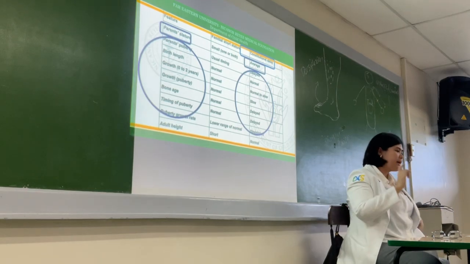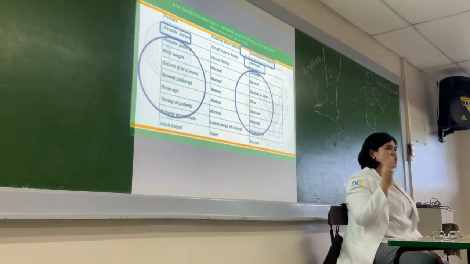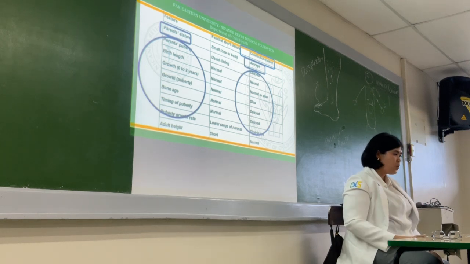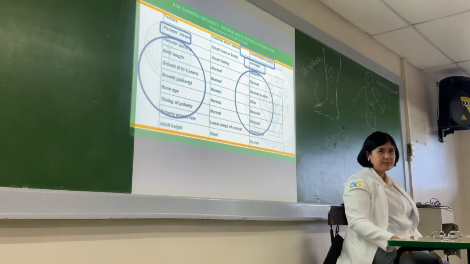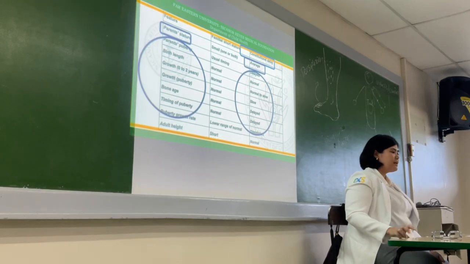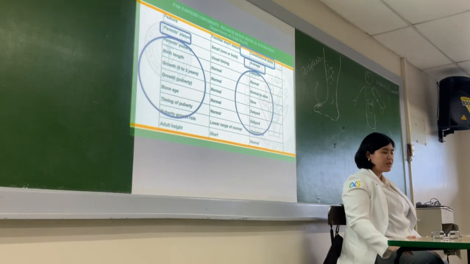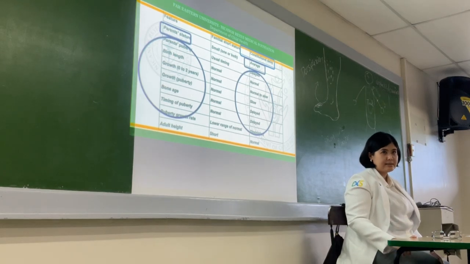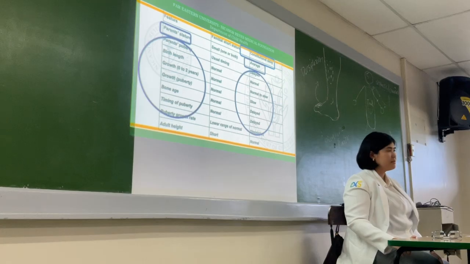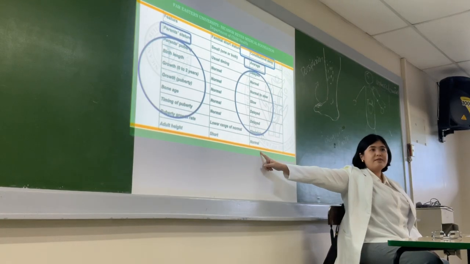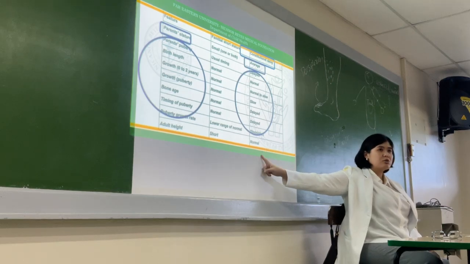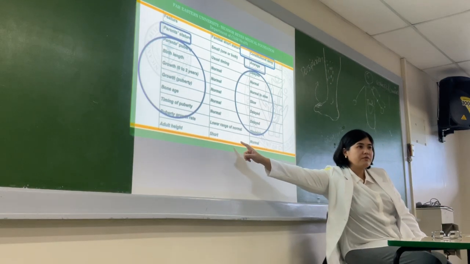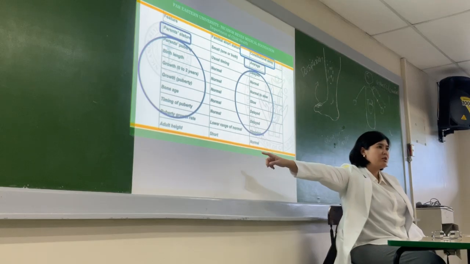So I need you to remember again: familial short stature is normal, while constitutional delay is slow or delayed. Birth length and growth in the first years are normal for both. The rest for constitutional delay is delayed. The adult height eventually becomes normal for constitutional delay, but for familial short stature, it remains short.